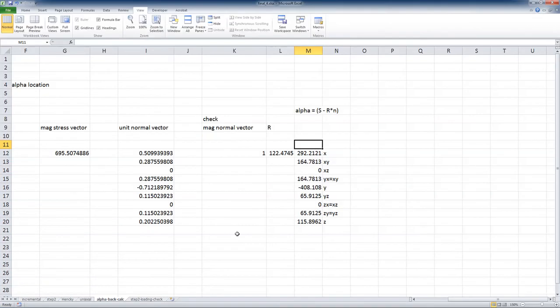Alright, so what we're going to do for the next video is we're going to go to another state of stress, and we're going to figure out whether or not we're loading or unloading, and we'll find out where our backstress is going to end up after that step.